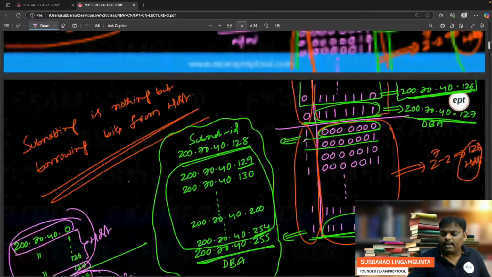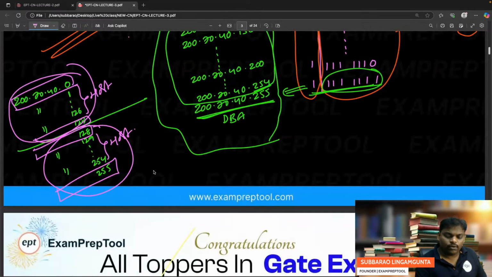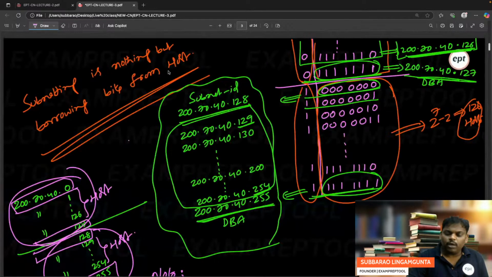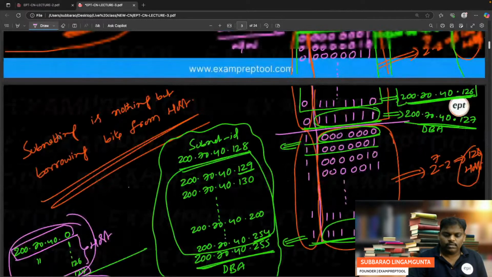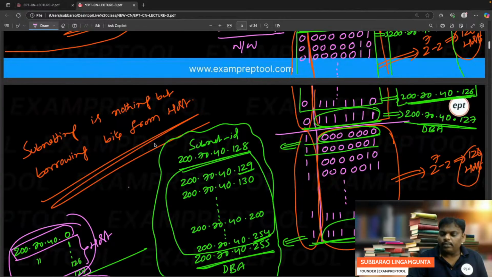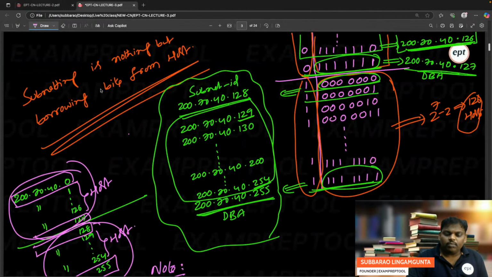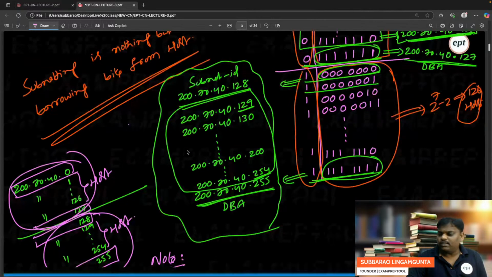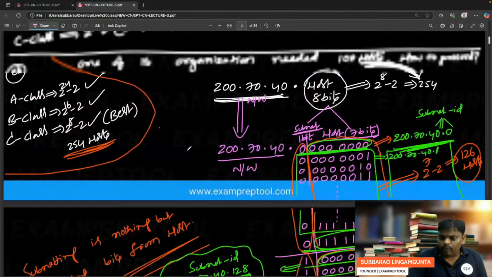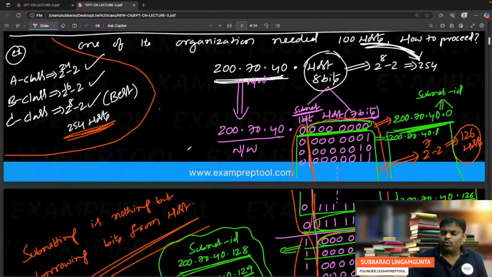Remember, I am writing a note here. Subnetting is nothing but borrowing bits from host. Try to understand. I have done only one problem for the purpose of subnetting. You may not get it fully.